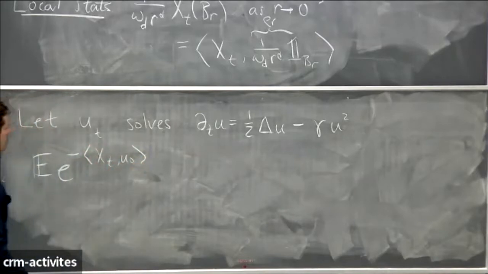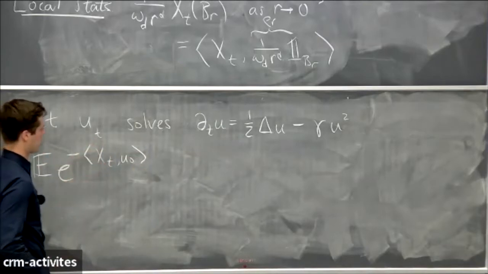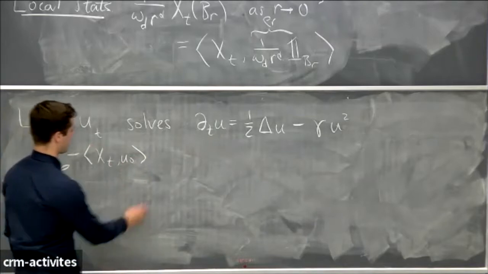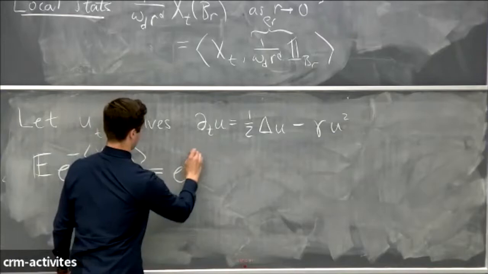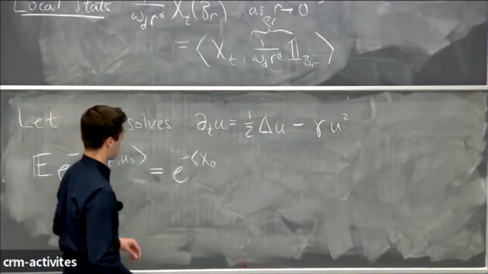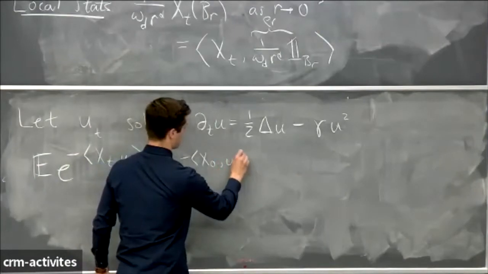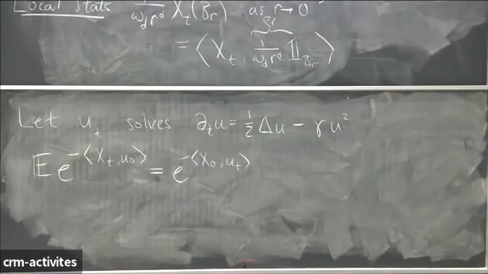which is that if I look at the Laplace transform of super-Brownian motion tested against some initial condition here, then that is equal to the initial condition of my super-Brownian motion tested against the future evolution of my object U. Yes.